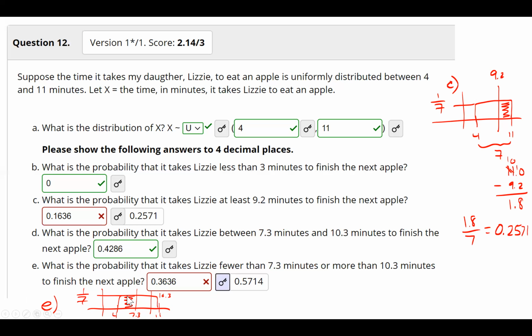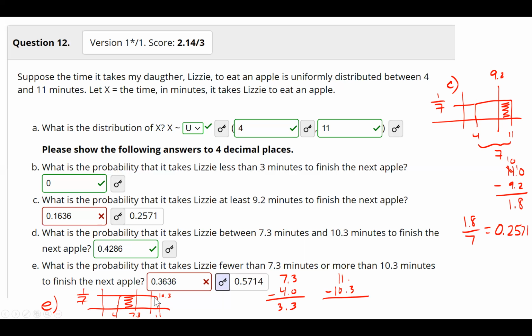All right, doesn't want me to add. So it's this little piece right here, and it's this little piece right here. So let's add the probability here. This is going to be the difference between 7.3 and 4. And if you subtract that, 7.3 minus 4 gives you 3.3. So that's all. Okay, got that. So it's going to be technically that. And then we have ourselves the upper end.